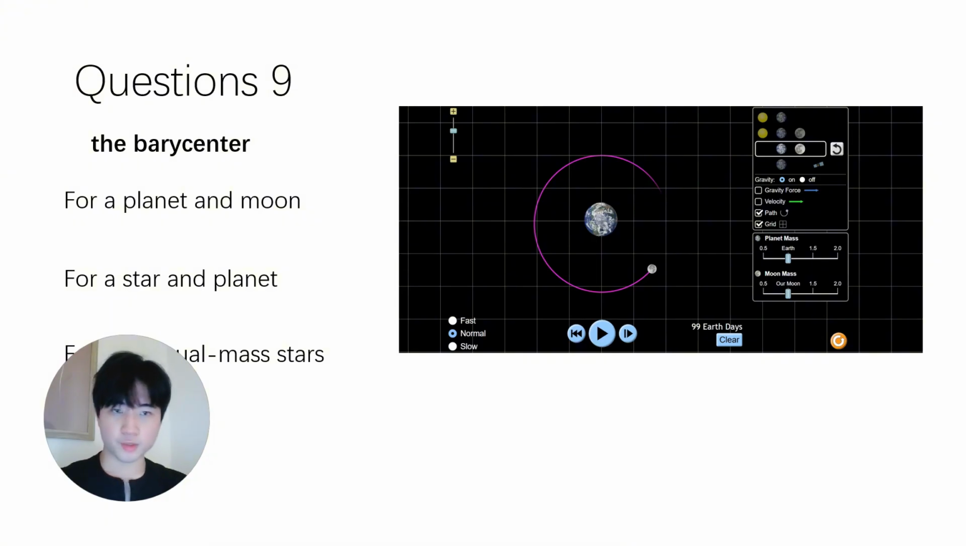Now I move to question 9, which looks at planet-moon systems. For 9a, the planet does move as the moon orbits. They both orbit around a common center of mass, a barycenter, rather than the planet being completely fixed.